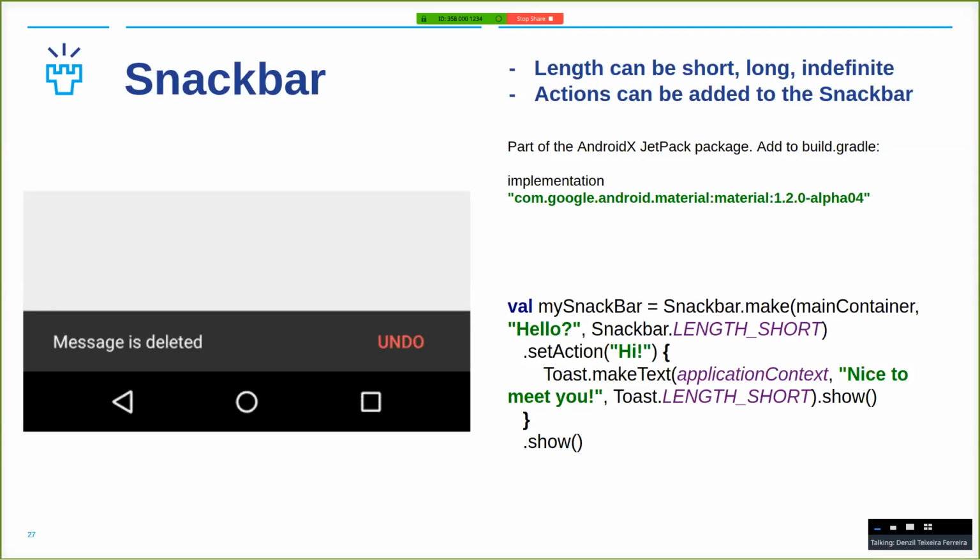And this is how you do it in code. If you create an object from a snack bar, this main container is the parent, the name of the layout that will hold this snack bar. This is the message that appears, and this is how long, and then I set an action which is high, and that shows there. So if we transition to Android Studio, I can show you how this looks like.